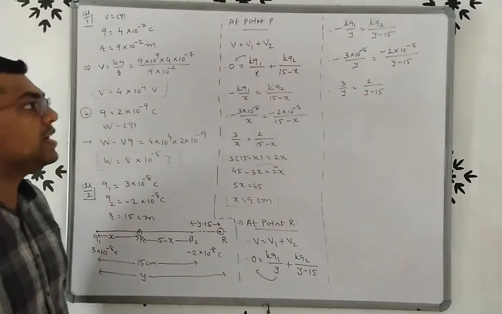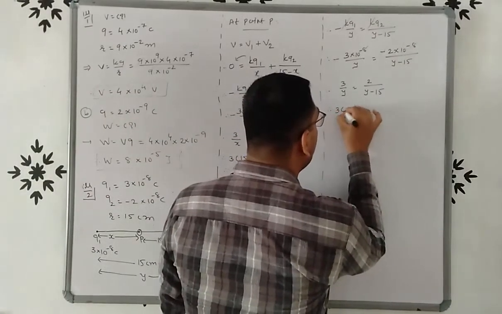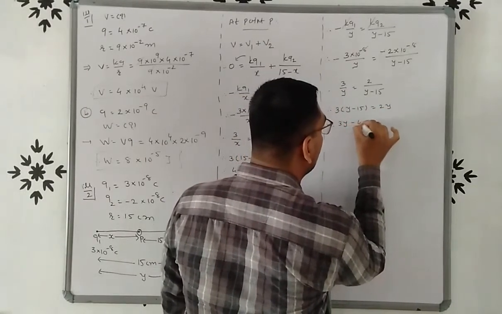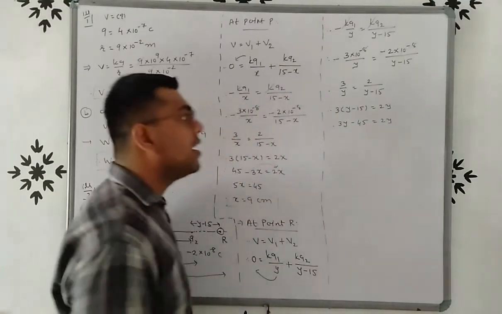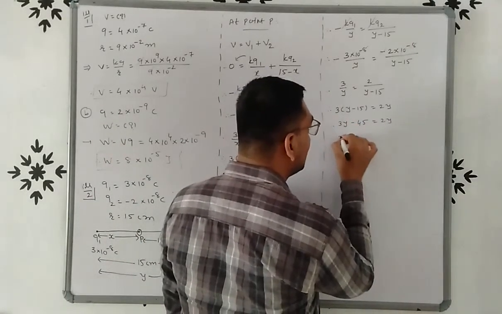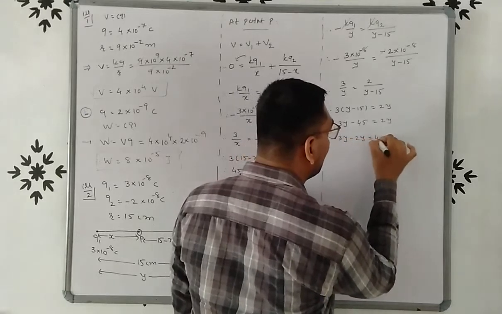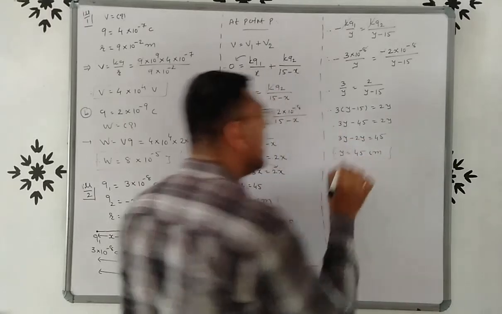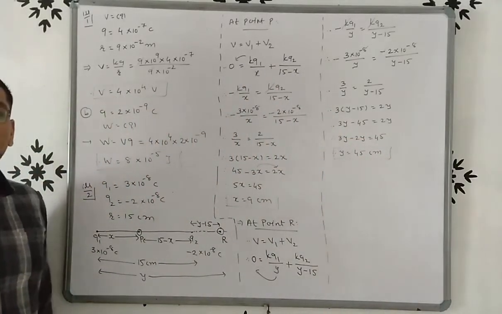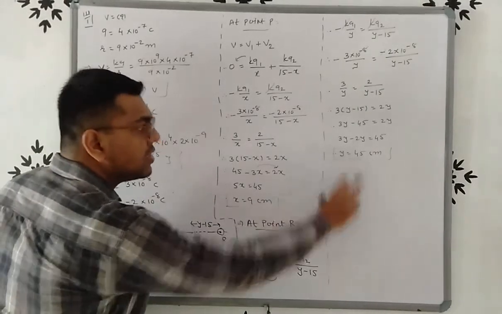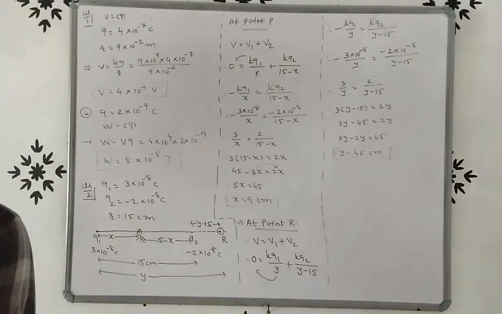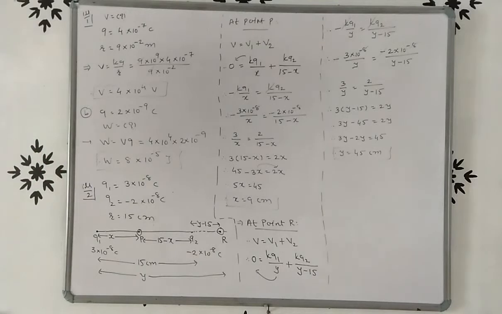Once again friends, here we take the cross product, then we get 3 into y minus 15 is equal to 2y. So 3y minus 45 is equal to 2y. So here we take 2y to the left hand side, so 3y minus 2y is equal to 45. So y is equal to 45 centimeter, right? So here potential should be 0 at a distance 45 centimeter from Q1, right? So friends, this is a very important example for your examination, right?